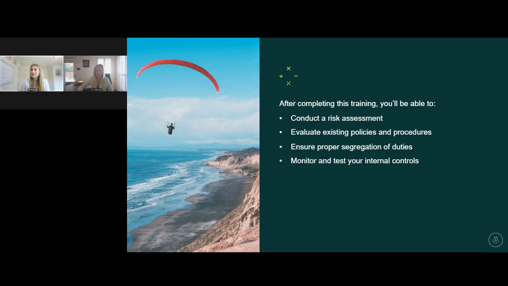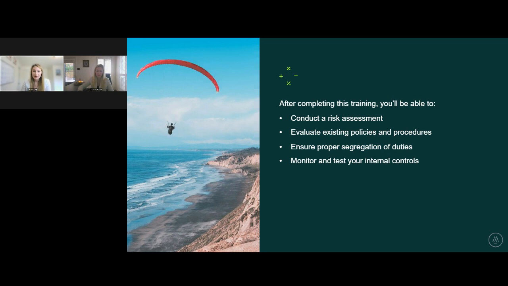Our goal after today's session is that you'll be able to conduct a risk assessment of your existing internal controls to really understand where you might have weaknesses or gaps. Look at your existing policies and procedures. We'll talk about those quite a bit today. As you already heard from Chelsea, it's an area that she's very passionate about, and they really are a foundational control to help ensure that expectations are really clear and to promote continuity if employees' roles are changing, which we're seeing quite a bit of.